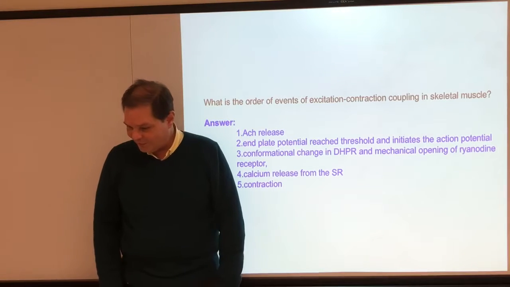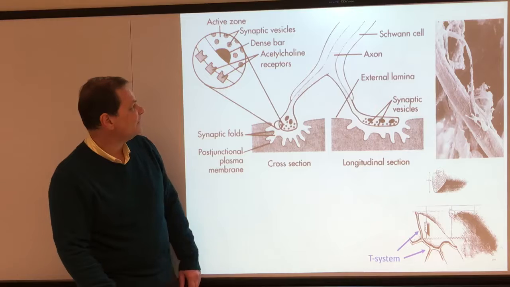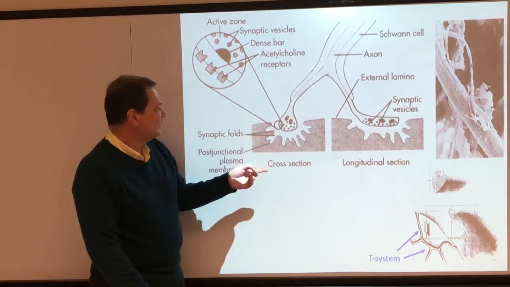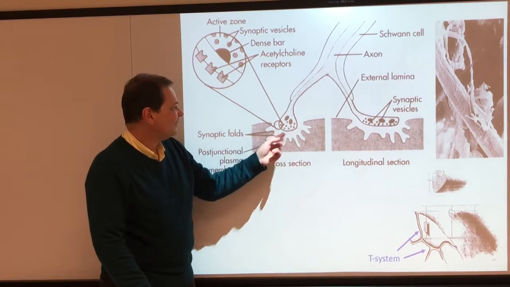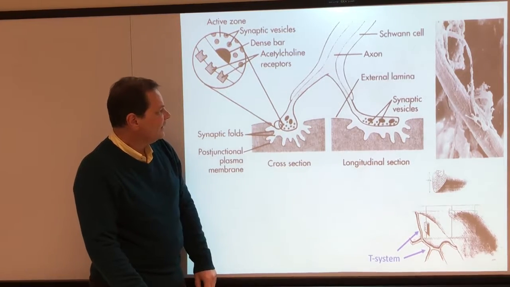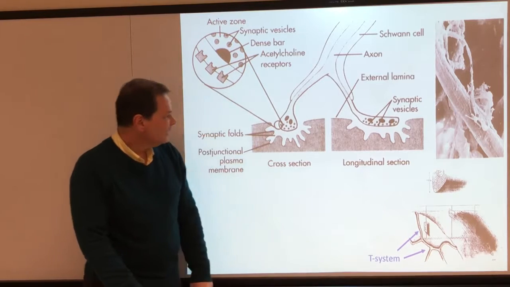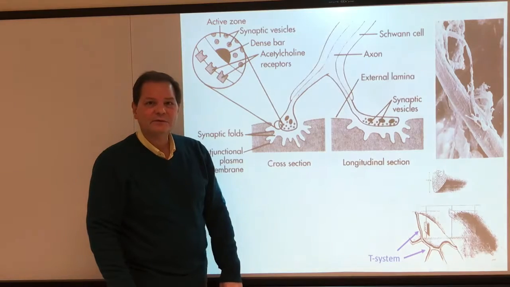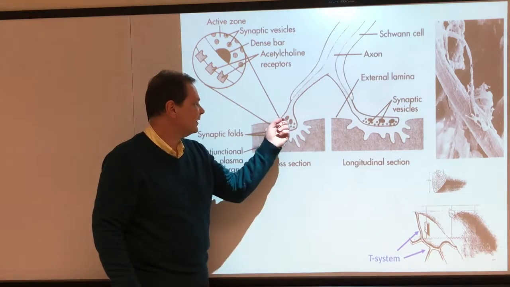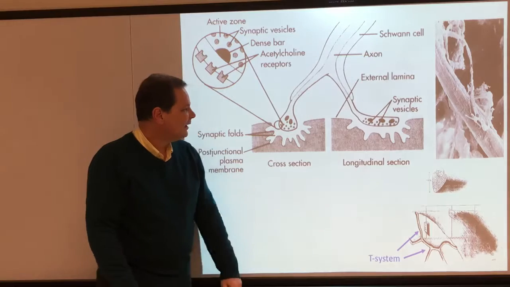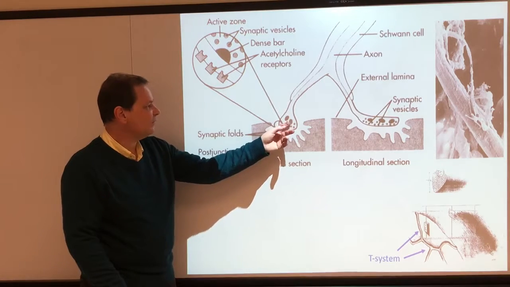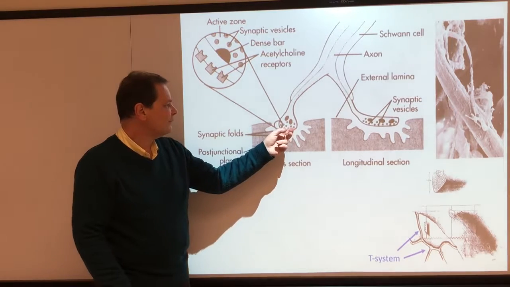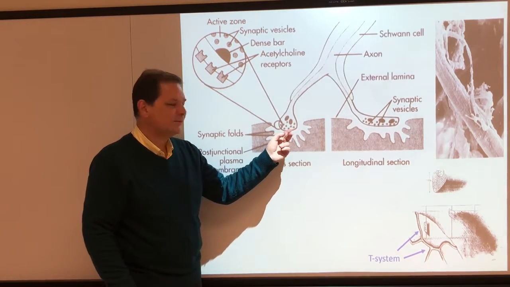What is the order of events in excitation-contraction coupling? You have an action potential that comes down your motor axon. It hits the nerve terminal and the presynaptic membrane, and that causes opening of N-type voltage-gated calcium channels. Calcium comes in. The vesicles, which have stored neurotransmitter, in this case acetylcholine, will, in response to that increase in calcium, fuse to the presynaptic membrane.